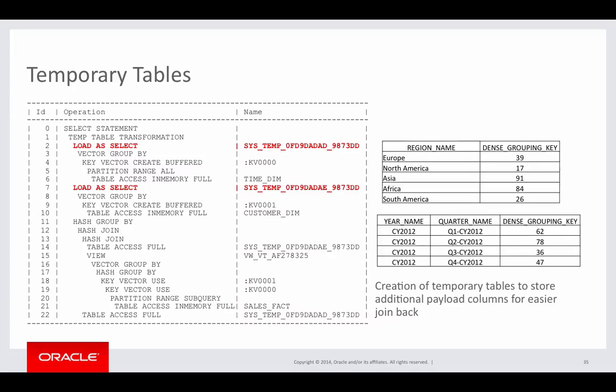And so we build these temporary tables using these payload columns, and we define something called a dense grouping key, or we give those entries a unique key that's going to allow us to join the accumulator back to these payload columns that are stored in these temporary tables right at the end of the query so that we can return the final result to the end user.